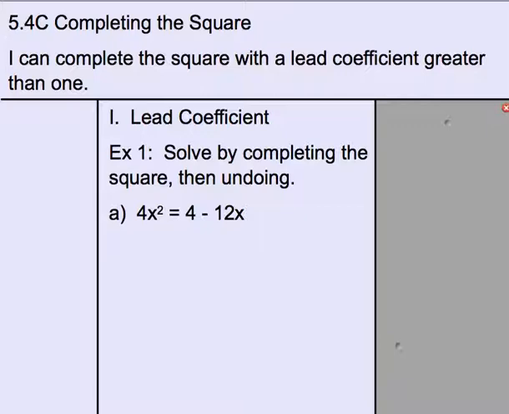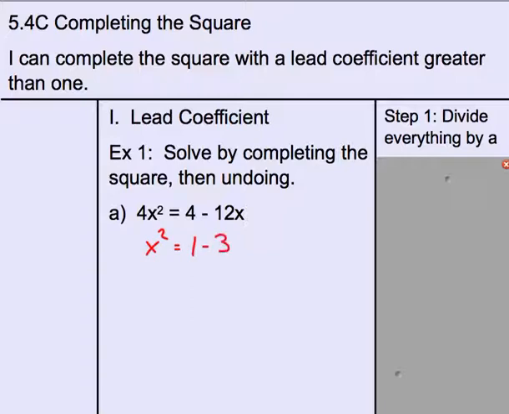We're used to getting the two terms of the variable all alone. You still can do that first, but what I like to do is get rid of the coefficient. So we do that by dividing everything by a, meaning the coefficient in front of your x squared. So in this case, we're going to divide everything by 4. And then we're going to complete the square like normal.